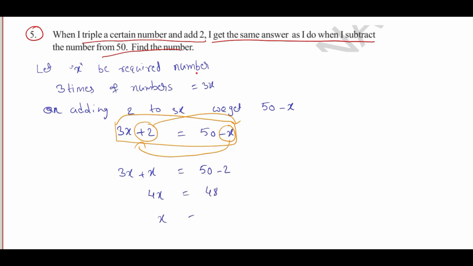From this, x is equal to 48 by 4. 4 twelves are 48. From this we get the x value as 12. Therefore, what is our required number? Our required number is 12.